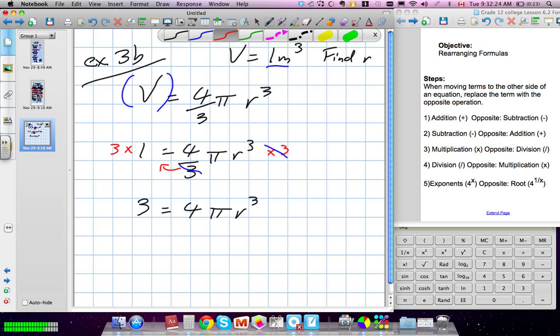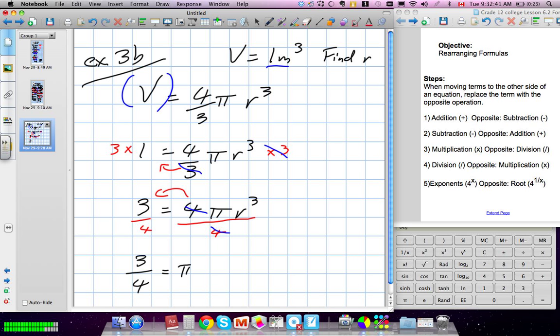this will help you, Michael. We'll do the 4 first. Again, because they're all multiplied by each other, I can just divide each side by 4 in order to move the 4 to the other side of the equation. The 4's on this side will cancel each other out. We're going to get 3 over 4 is equal to pi r cubed. Now, I'm going to let you know, what we could have done there is we could have moved 4 and pi at the same time.